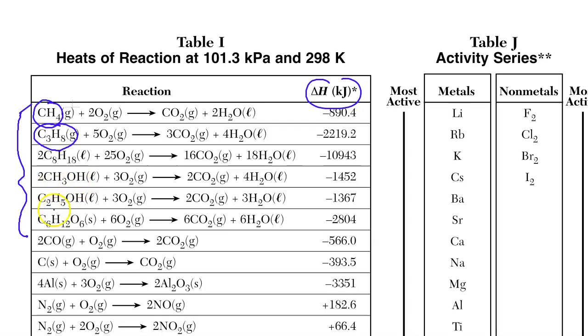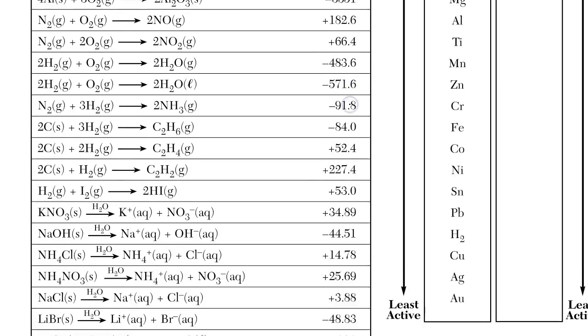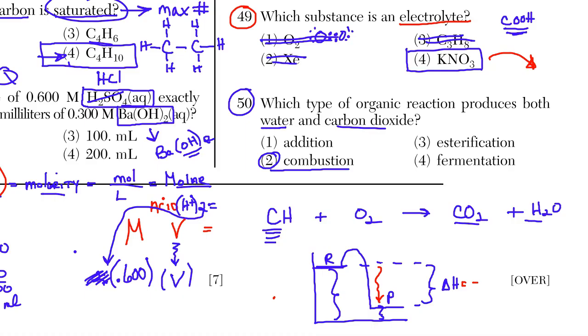This is methanol. This is alcohol burning, and this of course is glucose being oxidized. This is basically what your body does in a slow burn to get energy from sugars that plants give us. So this is cellular respiration right here. And notice the delta H's are all negative. So there's a place to remind yourself what combustion is. Very important. And of course, at the bottom of Table I, if you forget, they tell you that the minus sign indicates an exothermic reaction. So 50 is 2.